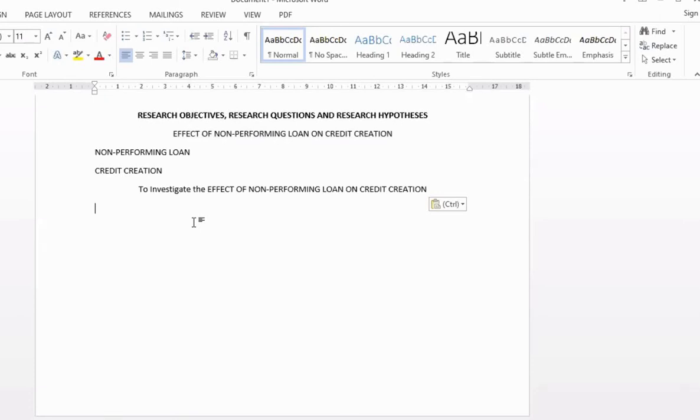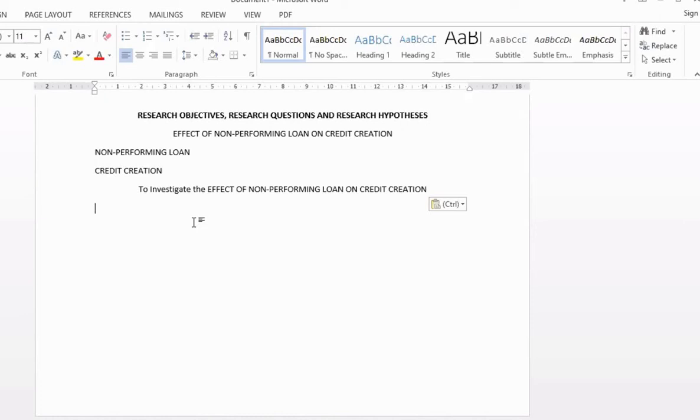If we say to investigate effect of non-performing loan, is it different from to investigate the effect of non-performing loan? Now, when you are creating an objective, you need to be a little bit specific. I'm looking at the grammatical construction, but don't worry about that in stating the objective. Don't worry about the rule of using article to introduce a topic. It doesn't really apply to stating objective.